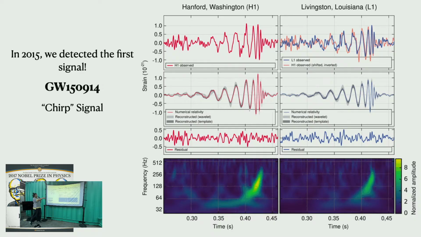The way we name signals is based on the date that we detected them on. So the signal actually happened on 14 September 2015. These kinds of signals are called chirp signals. Again, trivia, if you remember. These are called chirp signals because they're like a tweet of a bird. They come at a lower frequency.